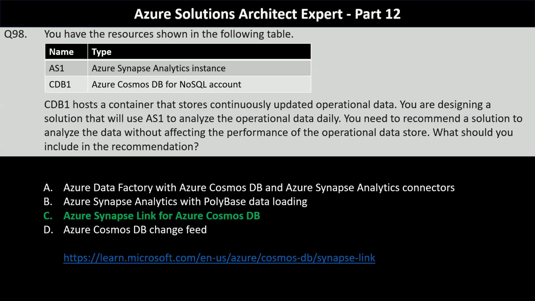Azure Synapse Link enables near real-time analytics on operational data in Azure Cosmos DB without affecting the performance of the operational database. It eliminates the need to ETL, which is extract, transform, and load the data to a separate analytics store and seamlessly integrates Azure Cosmos DB with Azure Synapse Analytics. This allows you to run analytical queries on the data using Synapse without exporting or replicating it.